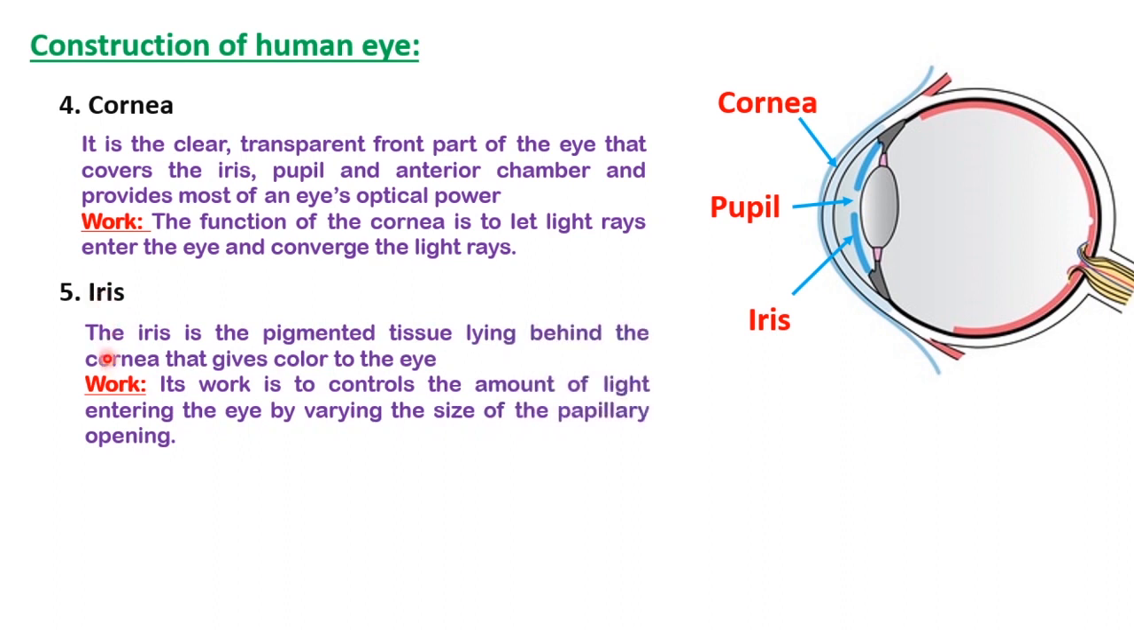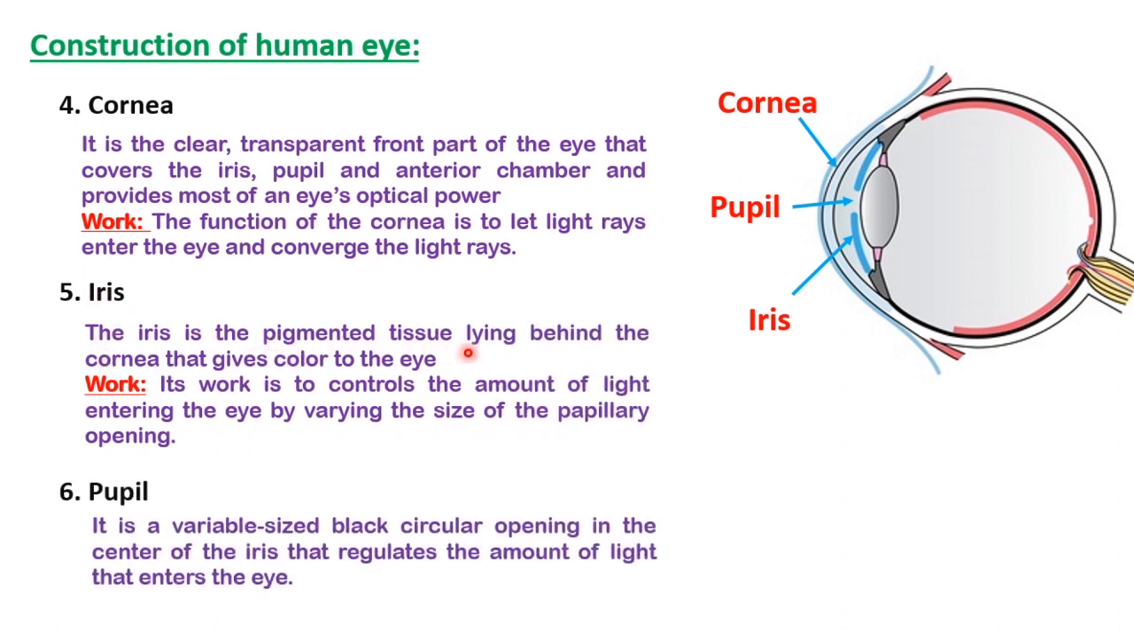Next is the iris. The iris is the pigmented tissue lying behind the cornea that gives color to the eyes. But its function is not only to give color to the eyes; its work is to control the amount of light entering the eyes by varying the size of the pupillary opening. So the iris controls the size of the pupil.